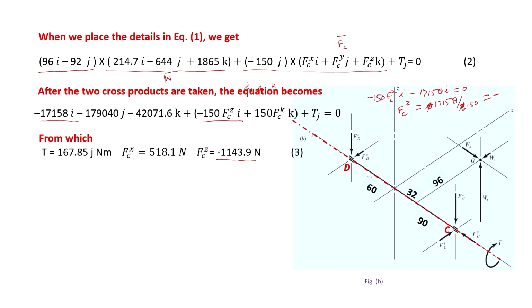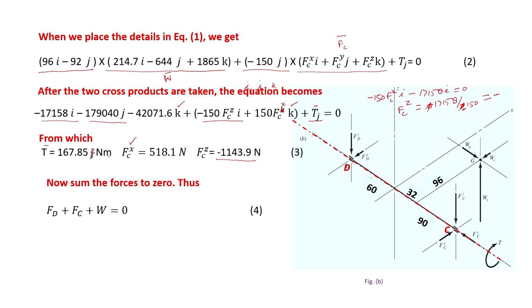And similarly, comparing the k terms, we will get Fcx. Fcx is determined. And comparing the j term and this j term, we will get the T vector, and the T vector, the torque, is 167.85 Newton meter.